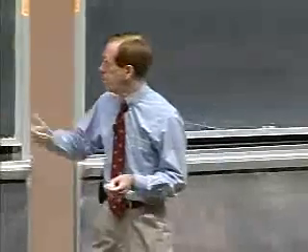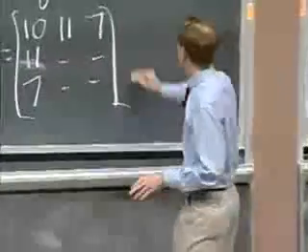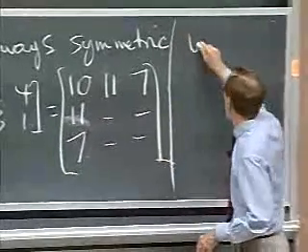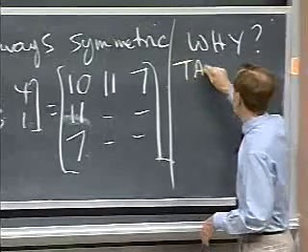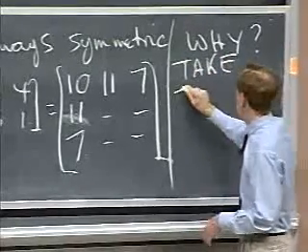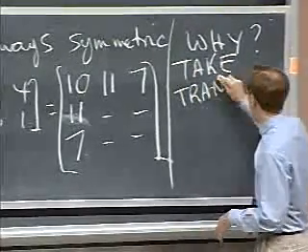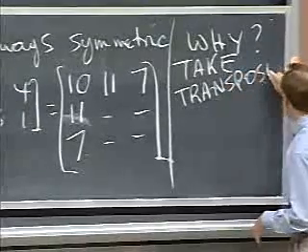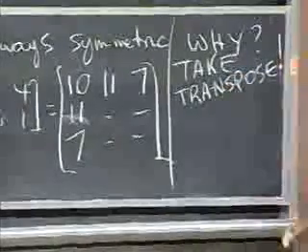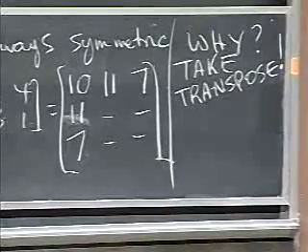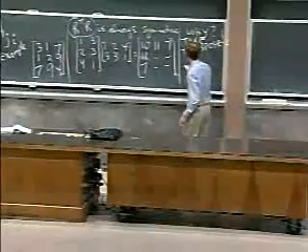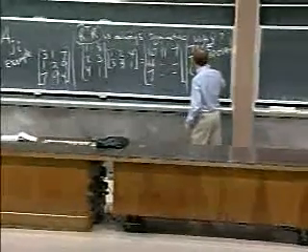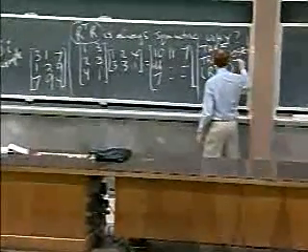So can I transpose R transpose R? Why? Well, my suggestion is take the transpose. That's the only way to show it's symmetric. Take the transpose and see that it didn't change. Okay, so I take the transpose of R transpose R. How do I do that?